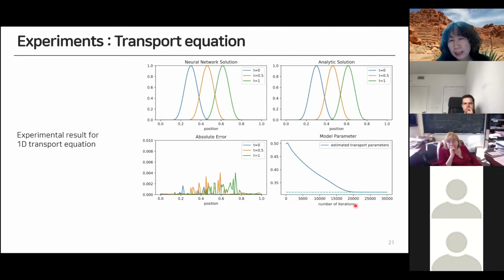But as I said, our methodology solves the forward and inverse problem simultaneously. That is also an advantage of using this method. So this is forward and inverse together.